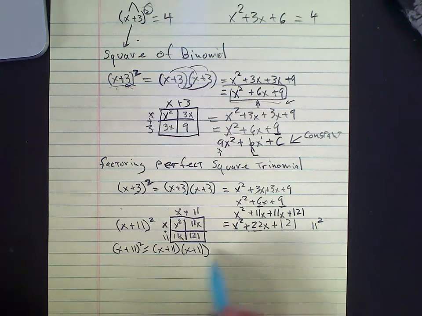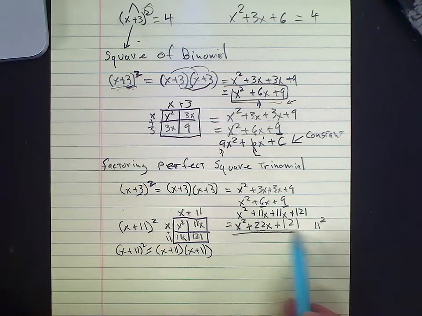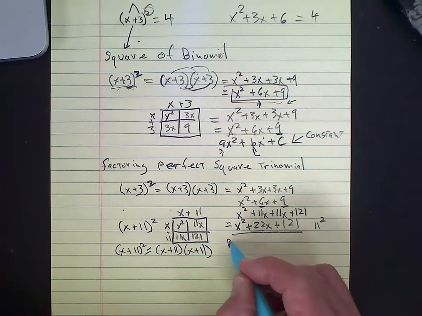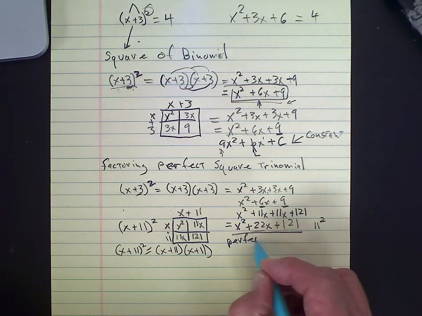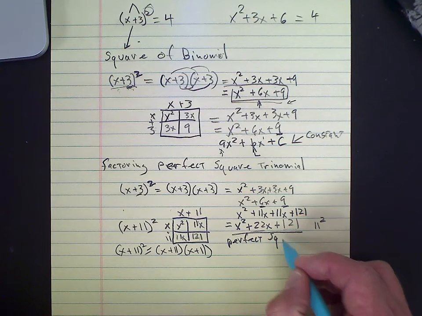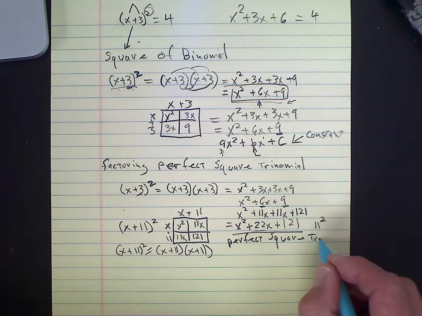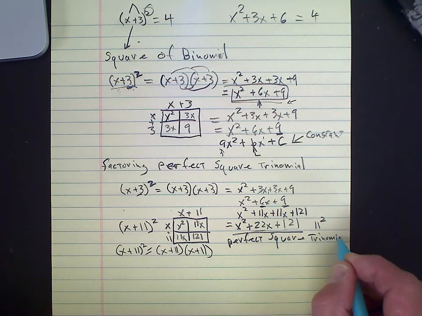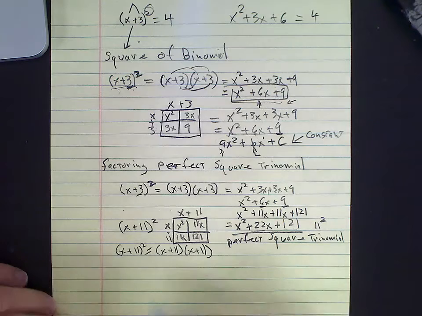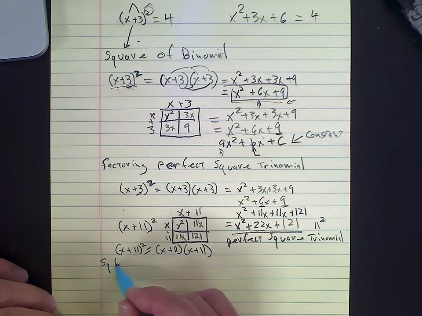Now I don't need you to do all these steps in between. I just want to show how we get from this perfect square trinomial to its factored form written as a square of a binomial. Now, and this is a square of a binomial.